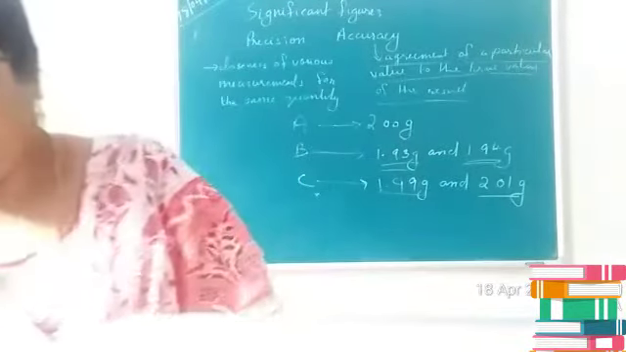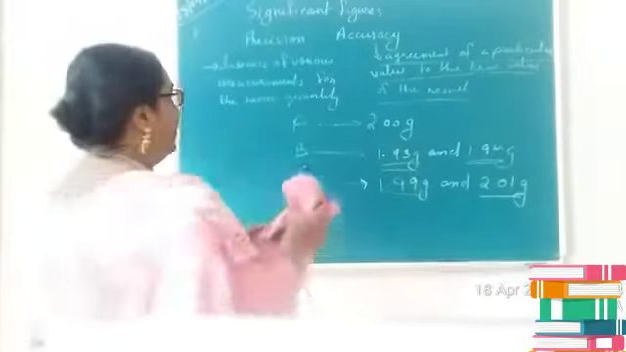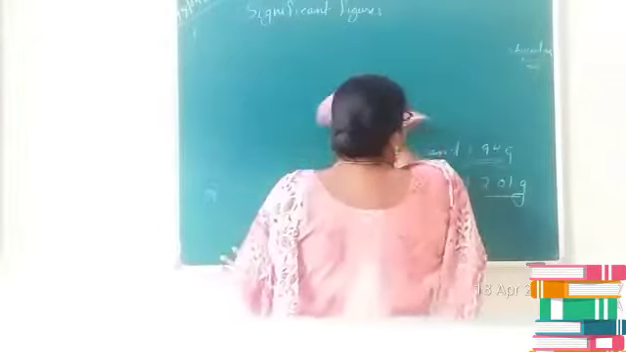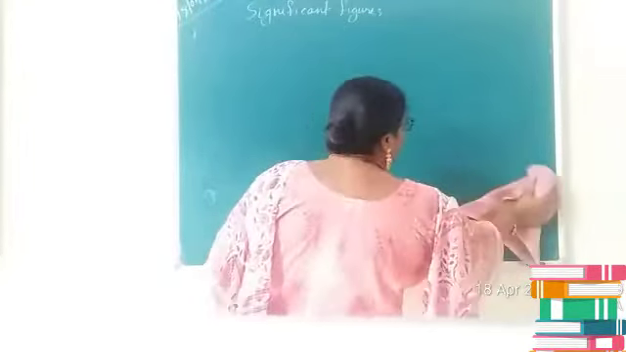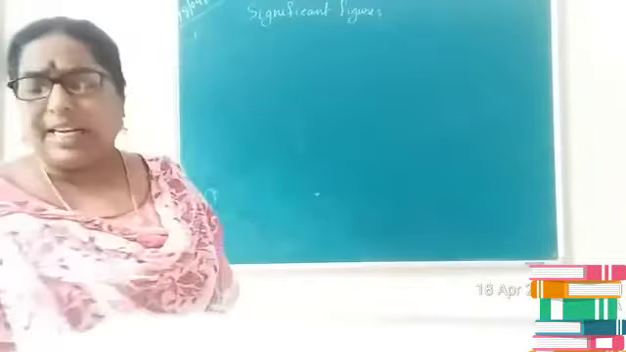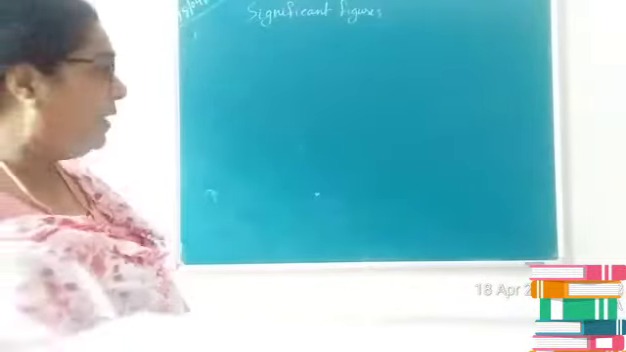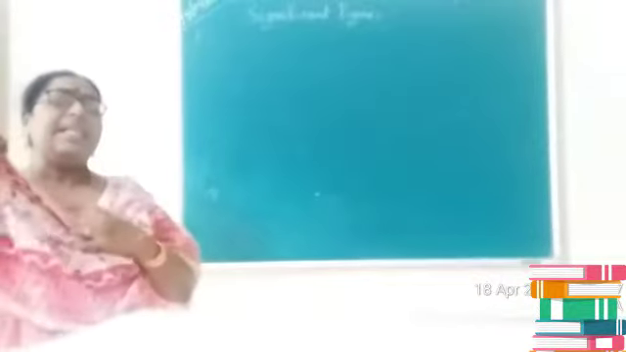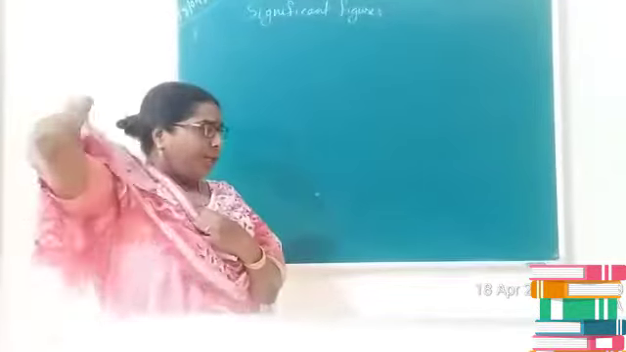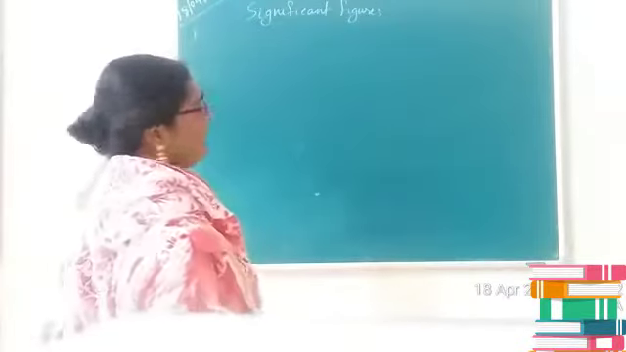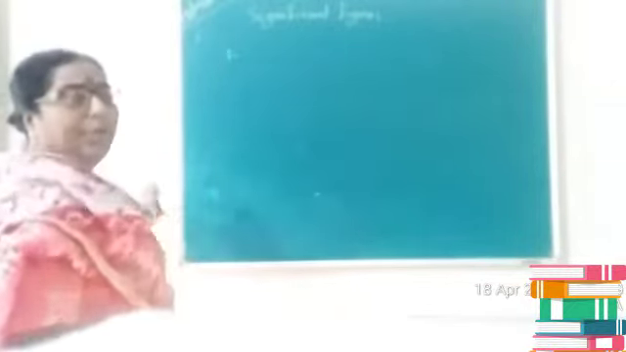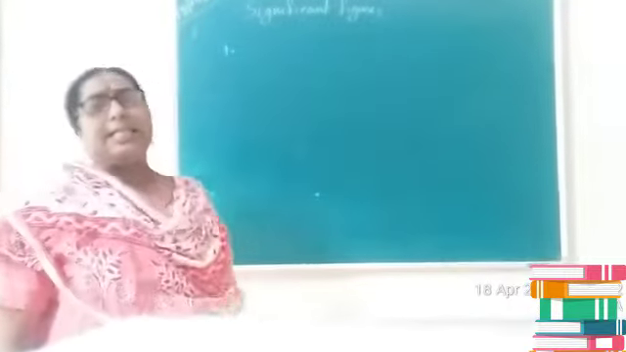Now let us consider what are significant figures. Significant figures, we can define, are the figures which are known with certainty. The meaningful digits which are known with certainty are considered as significant figures. In order to find out significant figures, let us follow certain rules. The first one, all non-zero digits are significant. All non-zero digits are significant.